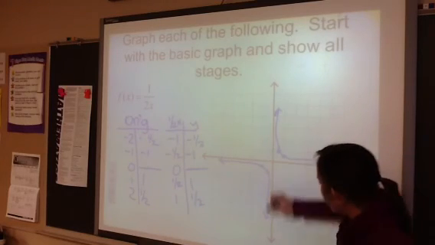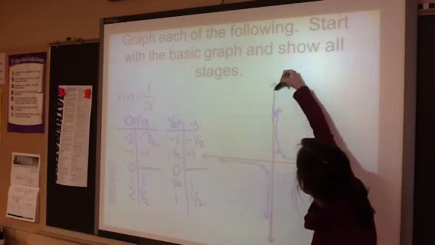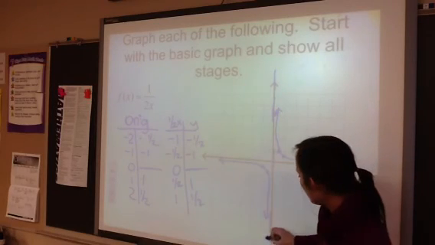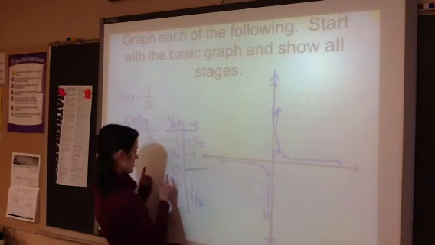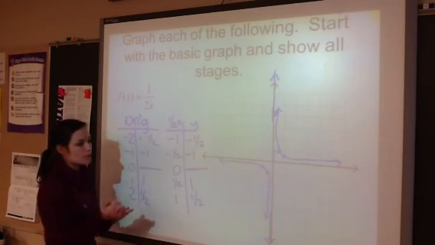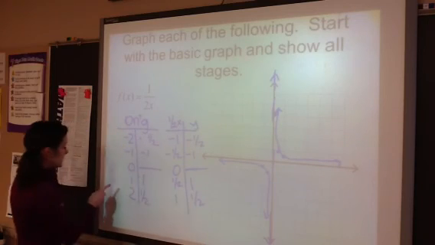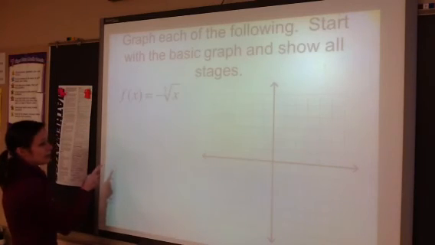Remember, these have a vertical asymptote. We can tell that by looking at the denominator. What makes the denominator 0? And we said that that was at 0, undefined. So, okay, go you. Please come with questions over this for next time.